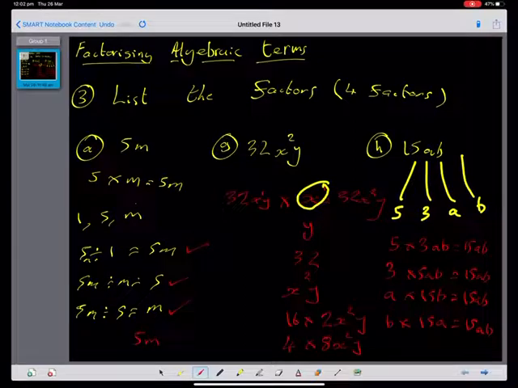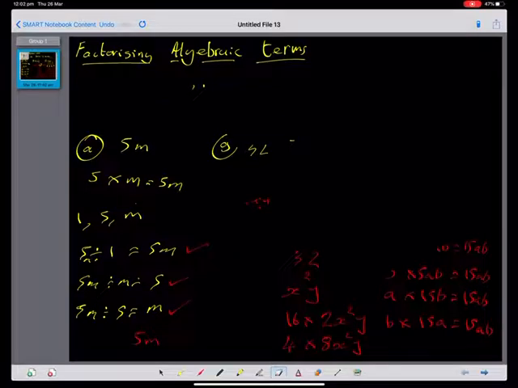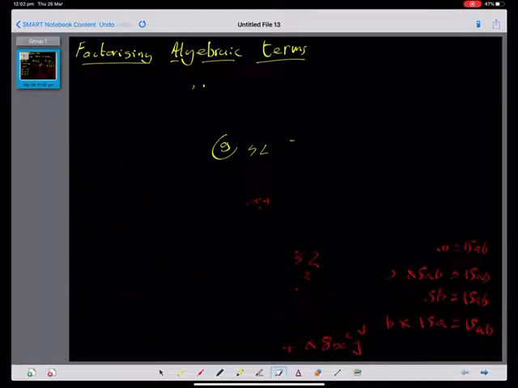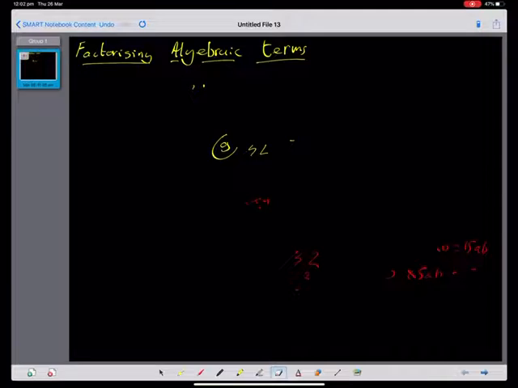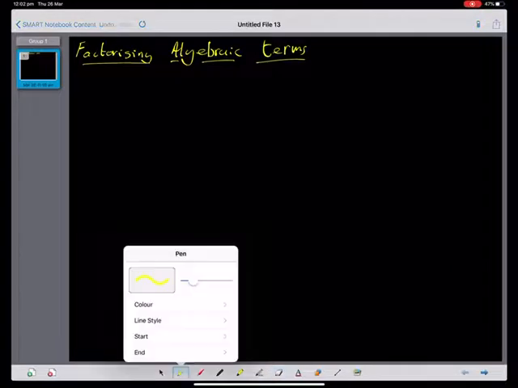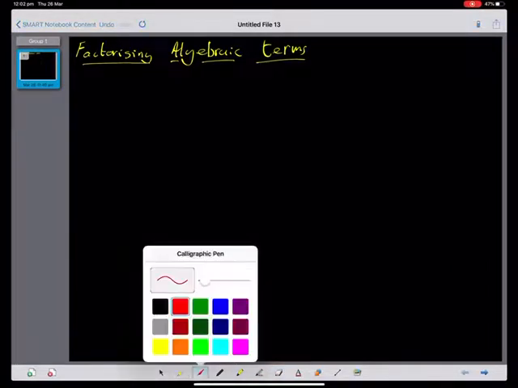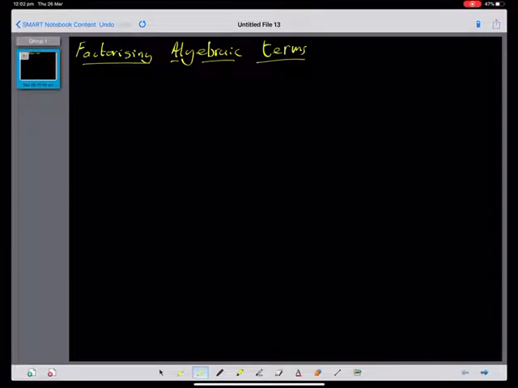Okay, let's move on to some more questions, and then we will finish. 3 more questions, and then we will finish the video. Okay, so the final questions were, let's use this one. Final questions were, find the highest common factor of each pair. Now, let's do 3. It says find HCF of each pair.